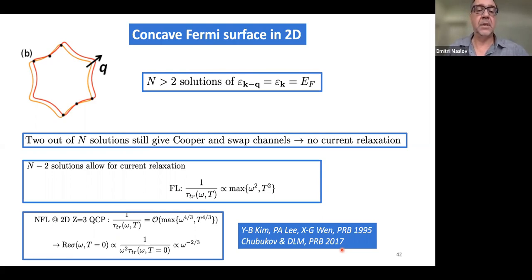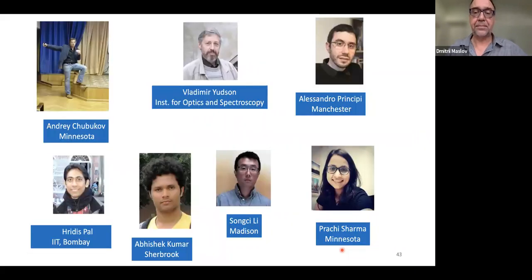The same result for optical conductivity would be obtained for a compensated case. In this case, you don't even need convexity. The Fermi surface can be a circle, but it's enough to have two circles. And if you move two circles simultaneously, you get more than two solutions. And in this case, the conductivity scales as predicted by the naive estimate of the scattering effect.